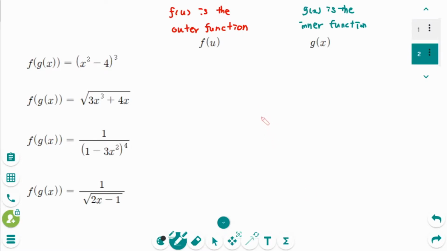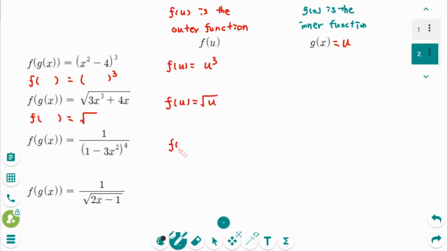These are composite functions. Think g of x equals u. So f of u equals u cubed. F of u equals square root of u. Then f of u equals 1 over u to the power of 4. F of u equals 1 over square root of u.